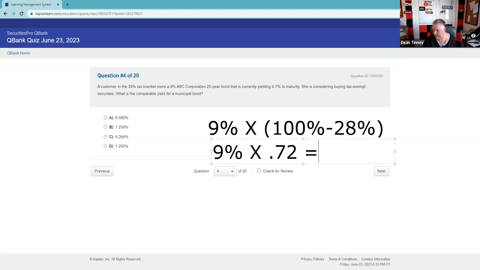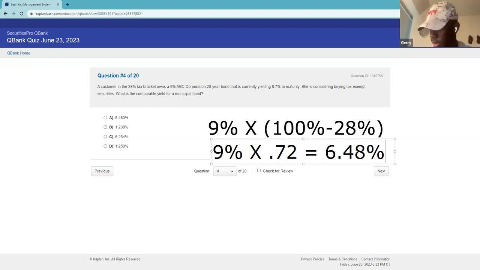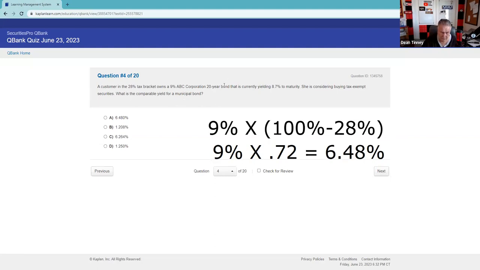6.48, and I see that is available to us. That's always reassuring. And I can't imagine a draw in which you're not going to have to do that. You're going to have to go either from taxable to tax-free equivalent, or from tax-free to taxable equivalent. To go from taxable, they give you the taxable, we multiply. They give you the tax-free, we divide.